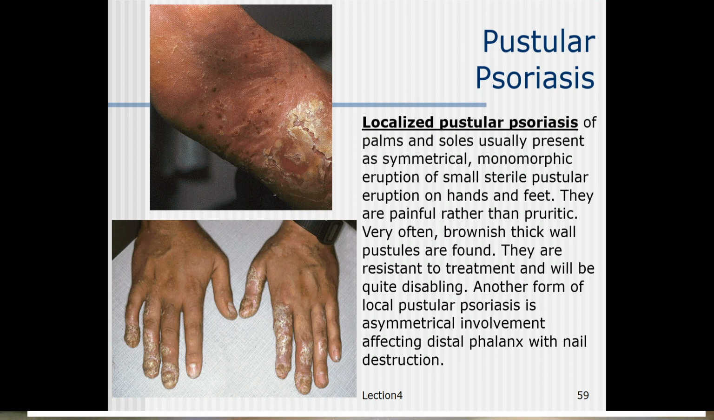Localized pustular psoriasis of palms and soles usually presents as an asymmetrical, monomorphic eruption of small sterile pustules on the hands and feet. They are painful rather than pruritic, and very often brownish thick-walled pustules are found. They are resistant to treatment and can be quite disabling. Another form of localized pustular psoriasis is asymmetrical involvement affecting the distal phalanx with nail destruction.